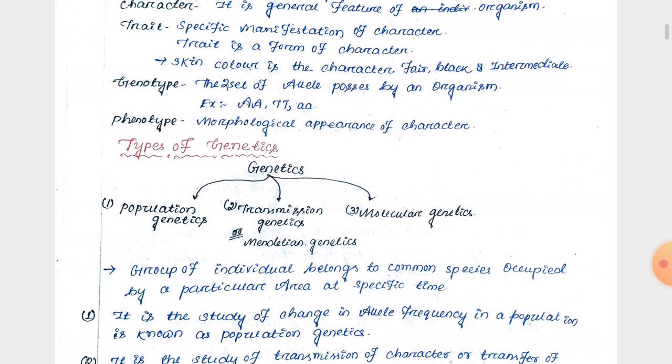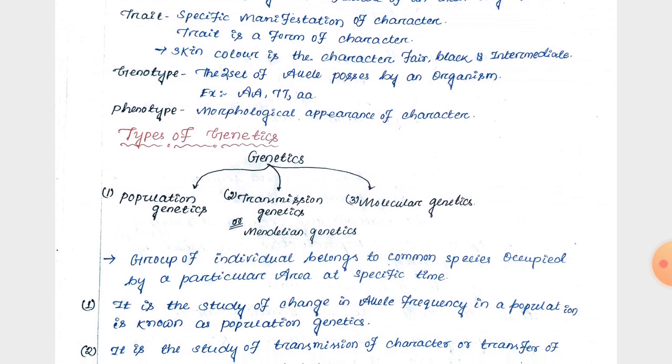Then the next terms are genotype and phenotype. Genotype is the genetic makeup of a living organism, right? Let's say capital A capital A, capital T capital T, small a small a, small t small t. This is the genetic makeup. And phenotype is whatever appears morphologically. Let's say the organism has the capital A allele. Due to the presence of this capital allele, the organism should be tall, or should have a dominant character. This is called the phenotype, the morphological appearance of a character.